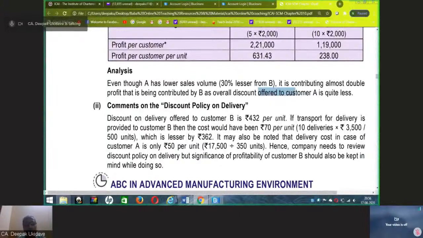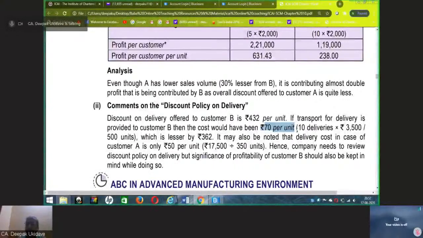If transport for delivery is provided to customer B, then cost would have been rupees 70 per unit. 10 deliveries into 3,500 upon 500. ये extra calculation किया ना? Question में पूछा नहीं था, but this is something out of the way. This is called going out of the way and doing something extra. That certainly gets credit points in terms of weightage. So cost would have been 70 rupees per unit, which is lesser by 362. That 362 again is calculated on your own, right?